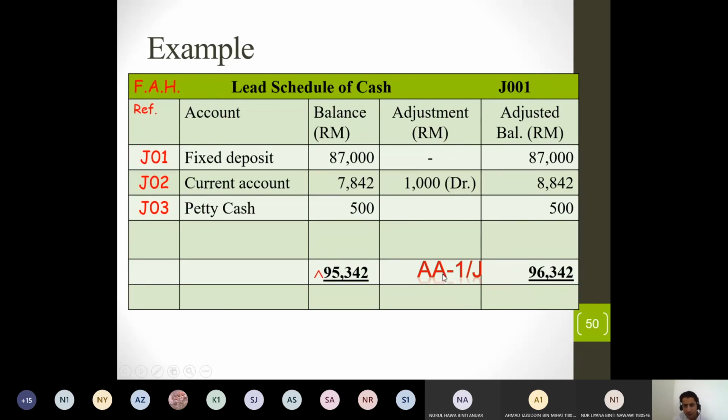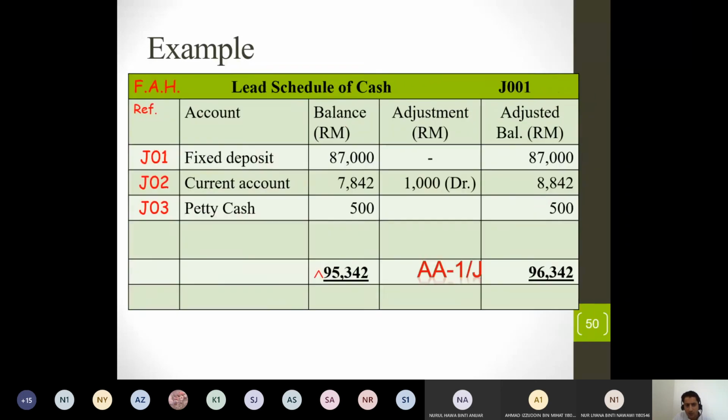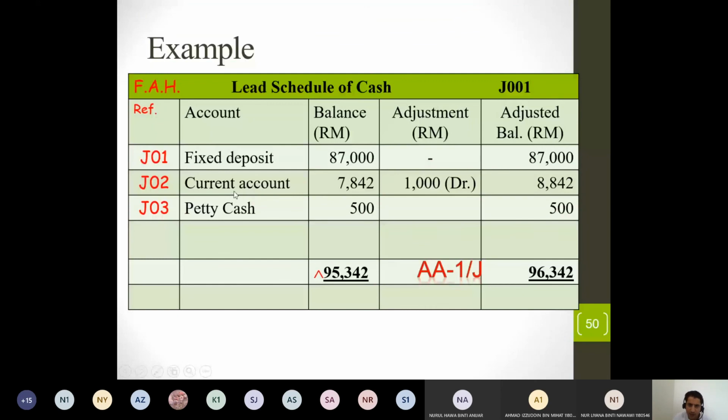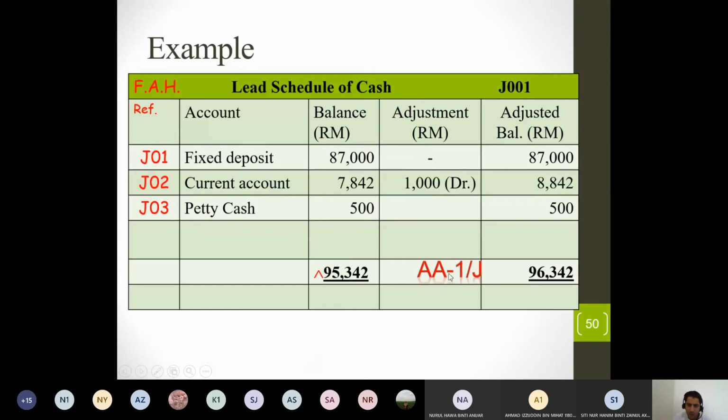The reference is AA/1/G, it is here. So you can refer to this. Sorry, AA means here A, and then also G, AA/G/1. So AA/G/1 will help you understand where you get this change and amendment. Okay.